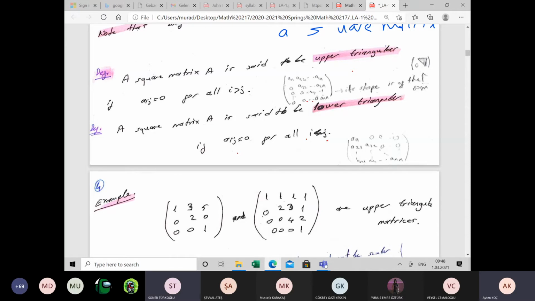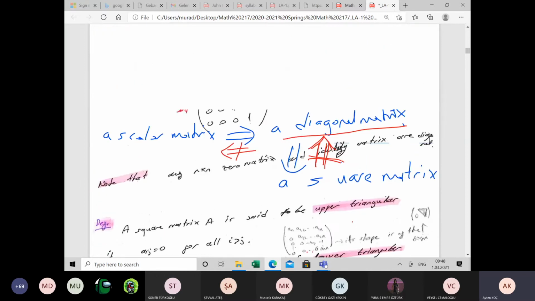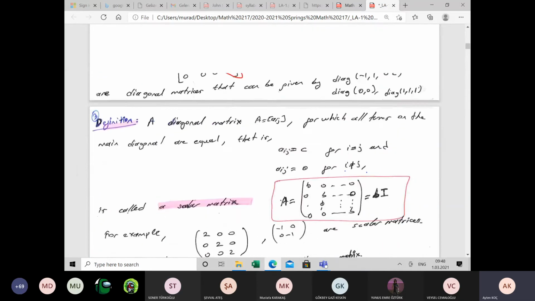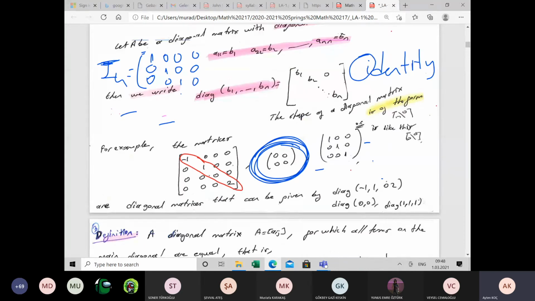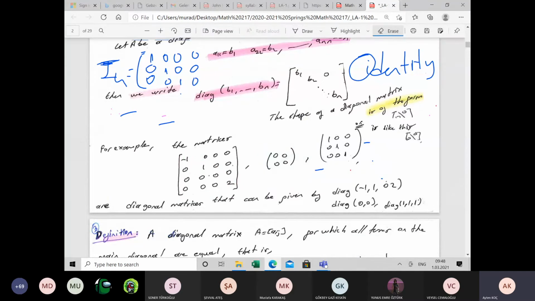Also, a diagonal matrix is the same, right? Is your answer that every diagonal matrix is an upper and lower triangular matrix? Yes, it is. Yes, everybody, it's true. Let's come back to the diagonal matrix. For example, look at this one. This one is a diagonal matrix.